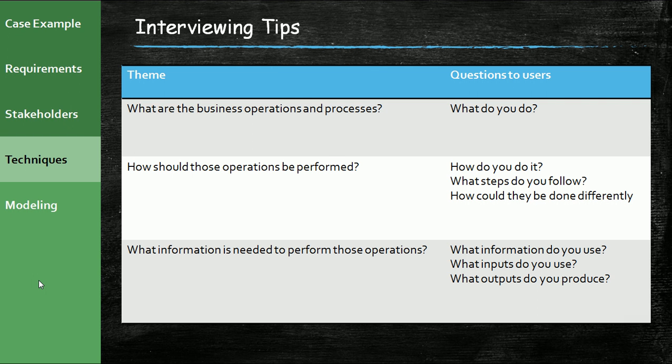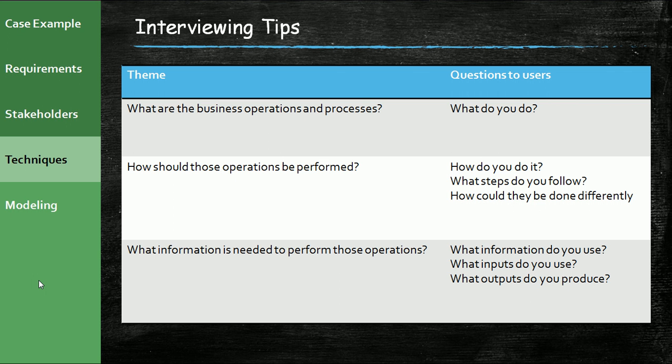Let's talk about some specific themes or questions you might answer. So three primary themes our book talks about is what are the business operations and processes? In other words, what do you do? How should those operations be performed? That would be the theme. So how do you do it? What steps do you follow? How could they be done differently?